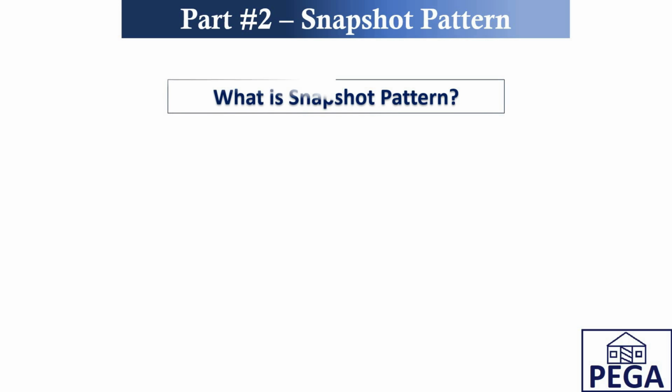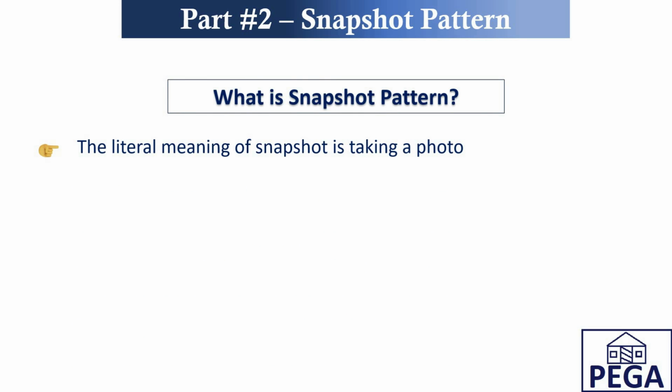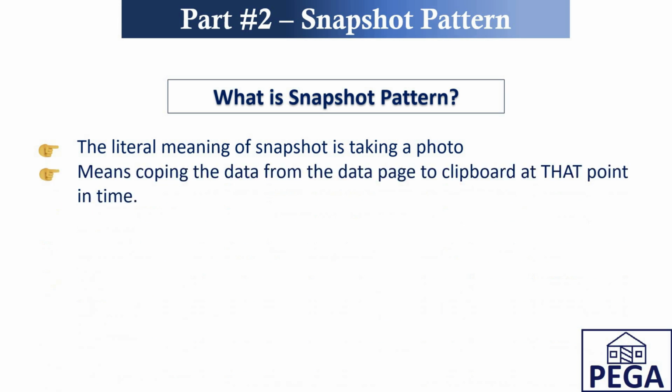Now let's start with the snapshot pattern. So what is a snapshot pattern? When I say I'm taking a snapshot, that means I'm taking a photo, right? In the Pega world, it's exactly the same way. You take a copy of the data from the source, which is our database, also called the data storage or external data storage. We copy that data to our clipboard page at that point in time. That point in time means it copies only at that moment. If something has changed in the background afterwards, then obviously we can't copy that, right?